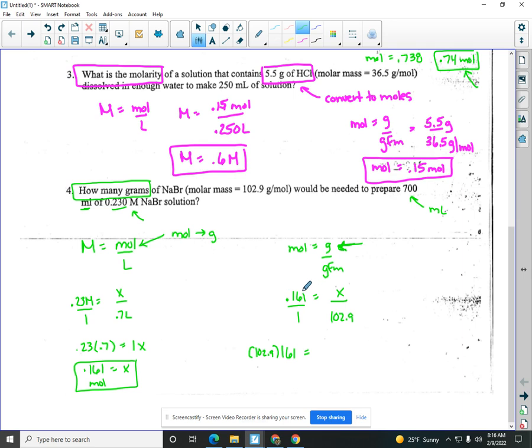102.9 times 0.161, that's this, equals 1x. So now I'll take out my calculator again. 102.9 times 161, and we get, ooh, that's a big number. Oh, it's 0.161. Oops, sorry about that, guys. 102.9 times 0.161. That's better. Okay, x equals 16.6. And what are the units? What were we looking for? We were looking for grams, so that's grams. Okay, moles of sodium bromide to grams of sodium bromide.